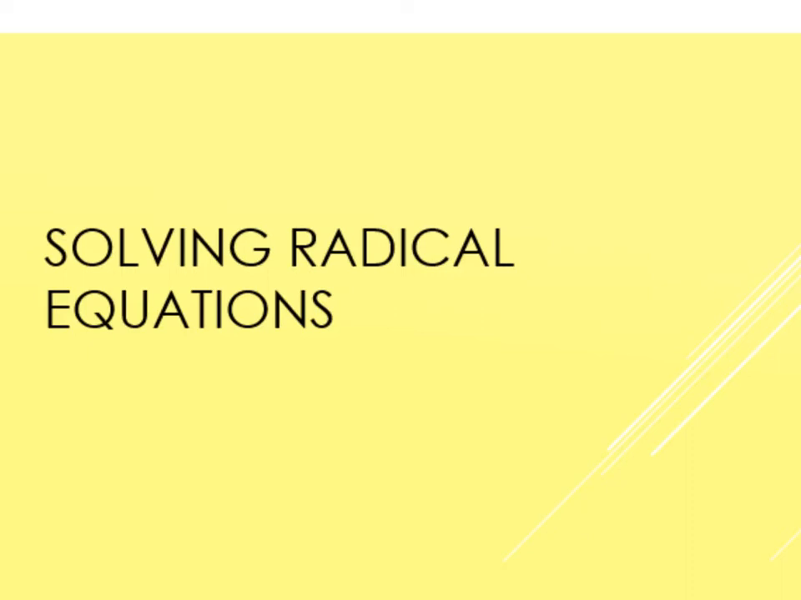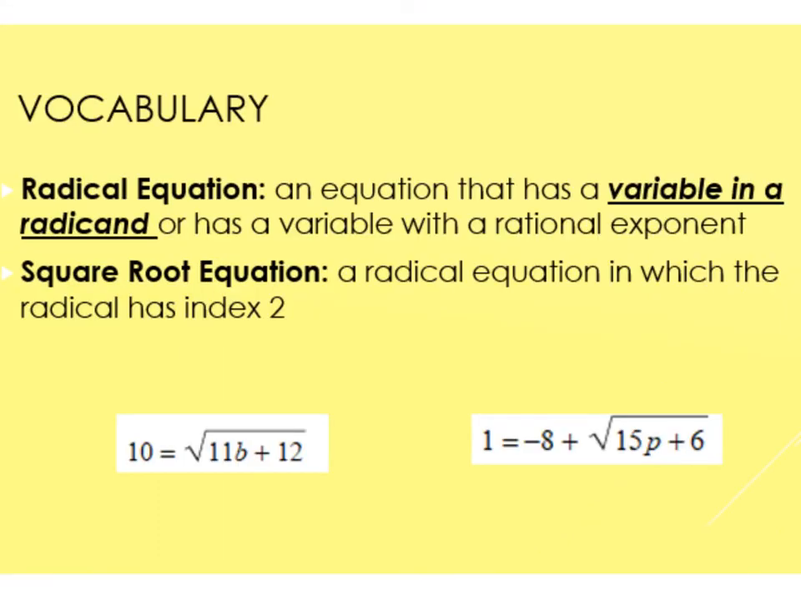In this video, you will learn about solving radical equations. A radical equation is an equation that has a variable in a radicand or has a variable with a rational exponent. And a square root equation, which we're going to be focusing on, is a radical equation in which the radical has index 2. And below are two examples of radical equations.